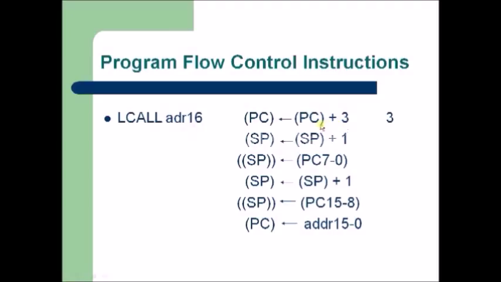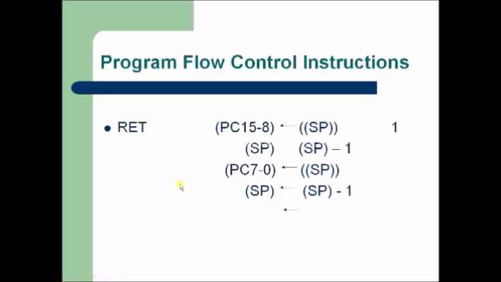Whenever this instruction is executed, PC plus 3 will be in the program counter, and the lower byte will be copied after incrementation of SP, and then after again incrementing SP, the higher byte gets copied, and the address gets copied into the program counter.